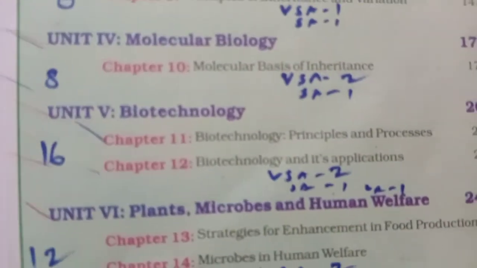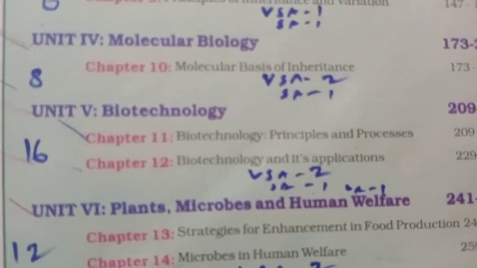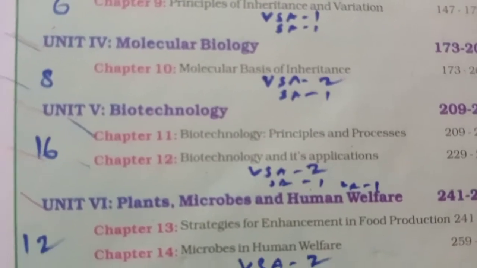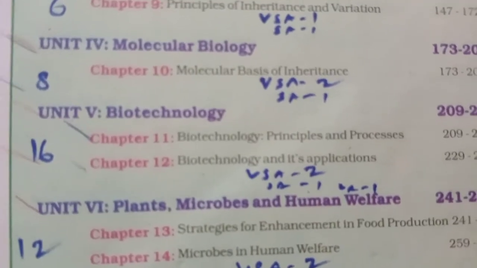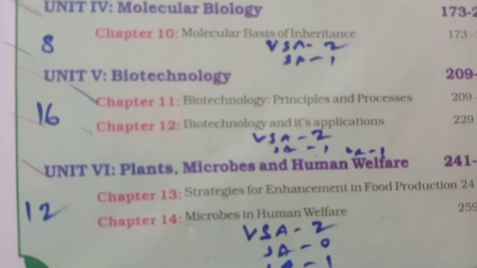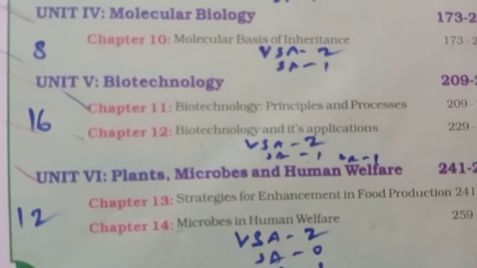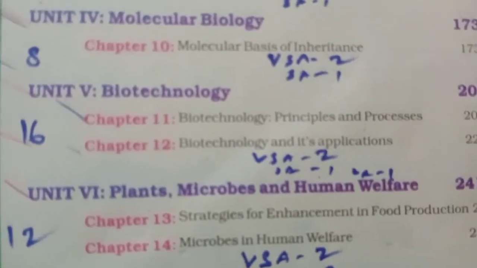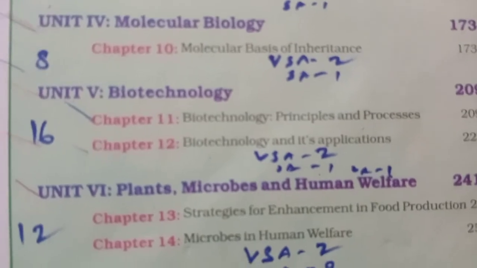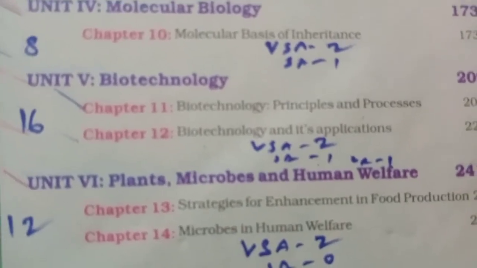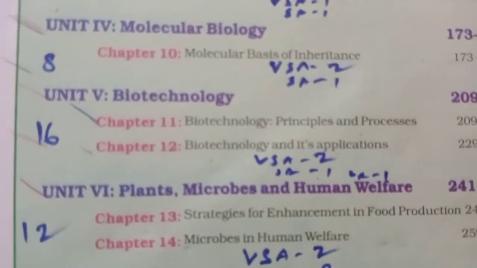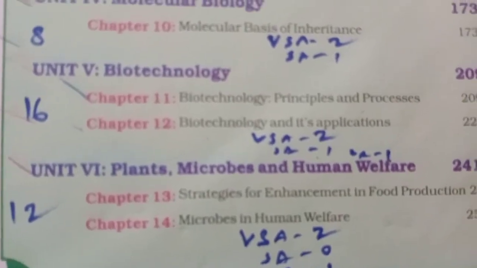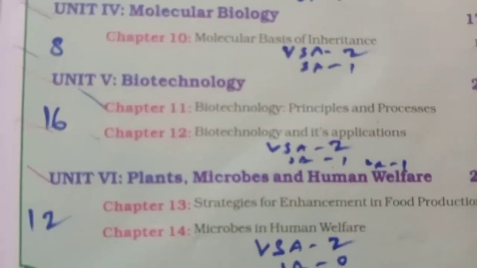Next, go to biotechnology. These days biotechnology is most important. Bio means life, and technology means we should develop innumerable techniques, because within a short period we are developing innumerable crops by using hybrid seeds, hybrid technology, and genetic engineering. All these we will study here: biotechnology principles and processes, and biotechnology and its applications. What is recombinant DNA technology, where we use it, and other technologies we should study here.